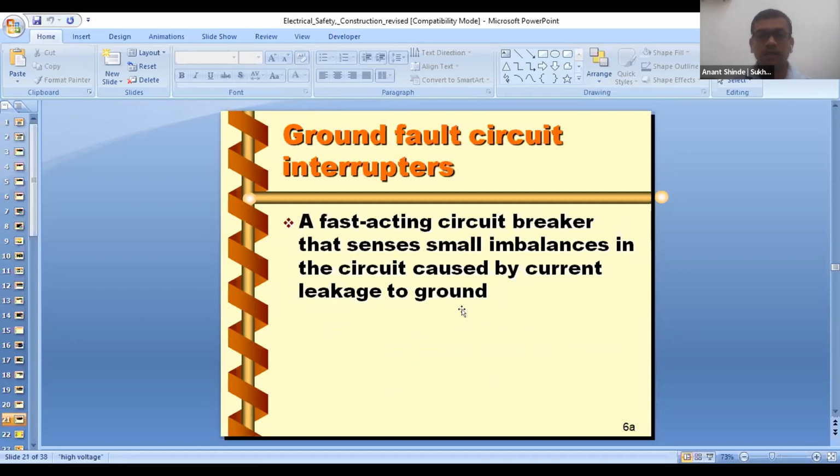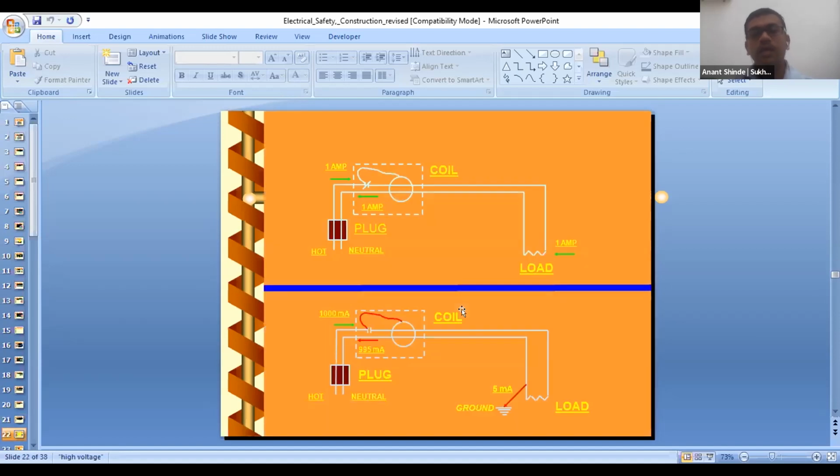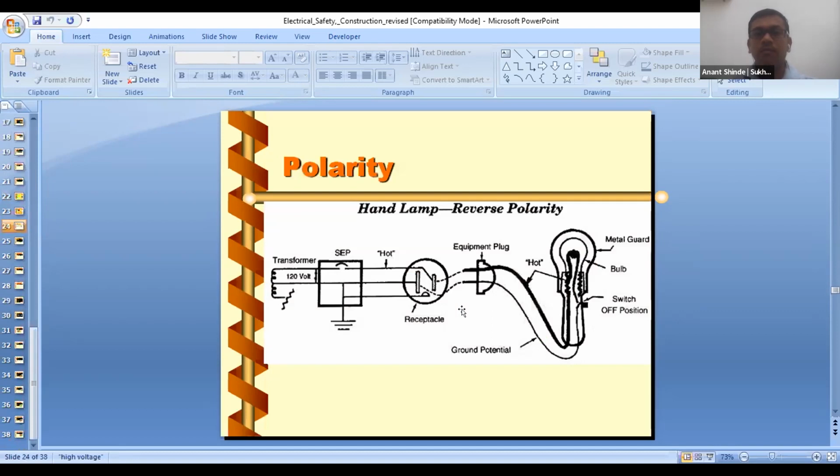A ground fault circuit interrupter is a fast acting circuit breaker that senses small imbalances in the circuit caused by current leakage to the ground. This is one type of circuit, hot and neutral, where current flows through the circuit. This is polarity. The hand lamp reverse polarity. This is the electrical line diagram. Here is a transformer. Say the hot is where the current flows. Through the equipment plug, current flows through this line and charges the bulb, and the bulb will glow. After that, switch to the off position. This is the current in reverse position.